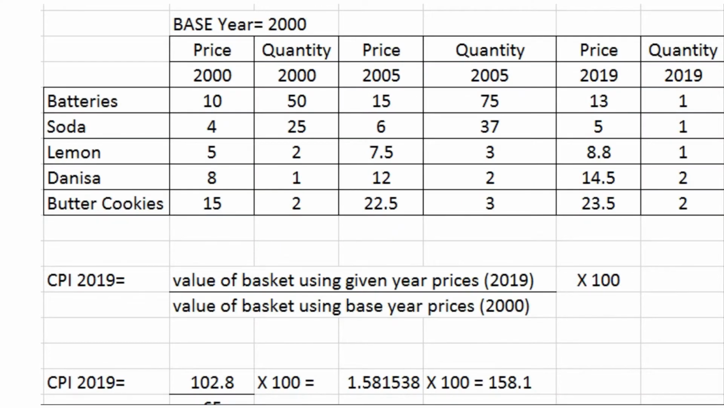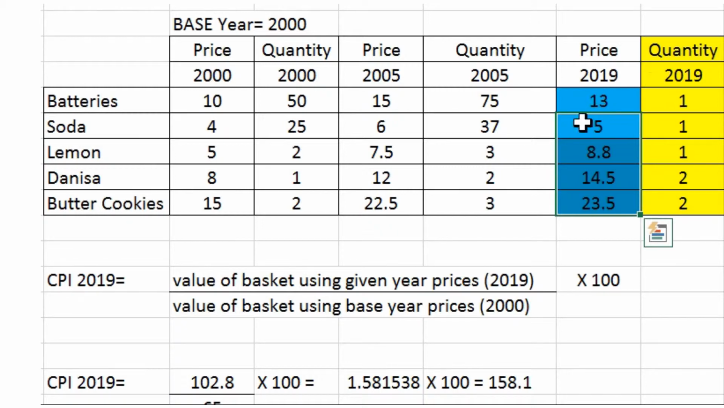Now we do the calculations. The first thing we do is look at the quantities for the current year, because the CPI of 2019 involves these quantities of 2019. And we need to calculate the value of this basket using year 2019 prices. So the value of the basket of goods in the year 2019 is 1 times 13 plus 5 times 1. Had a little mistake there, but that's fine. So plus 5 times 1 plus 8.8 times 1 plus 14.5 times 2 plus 23.5 times 2.